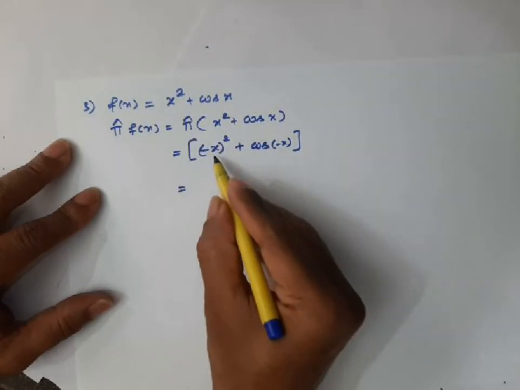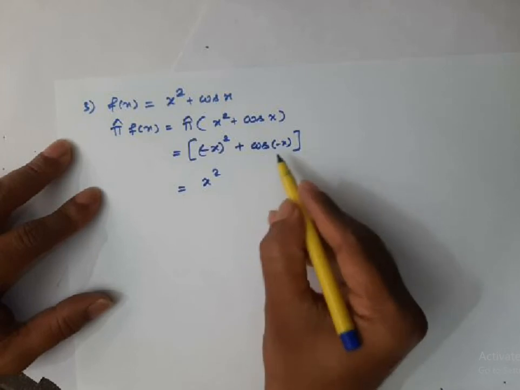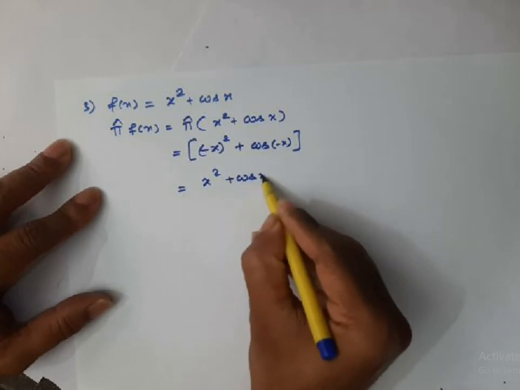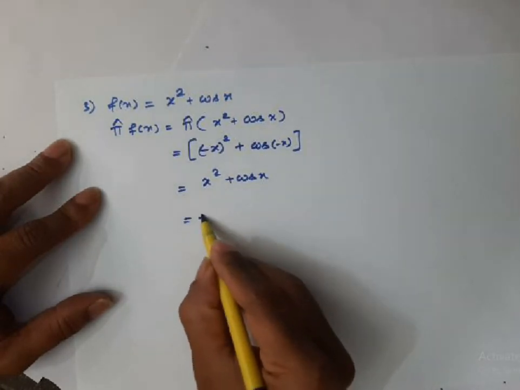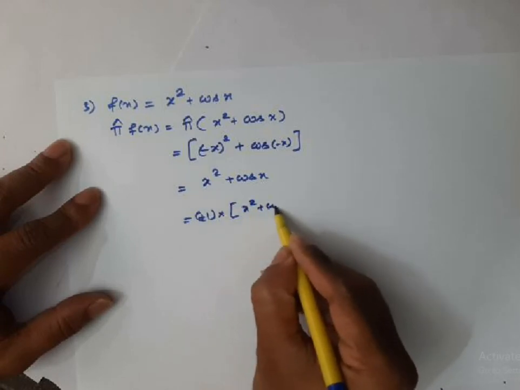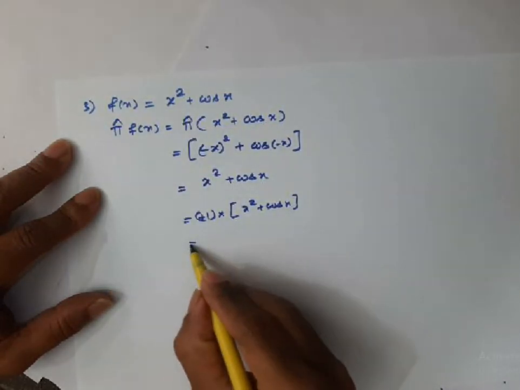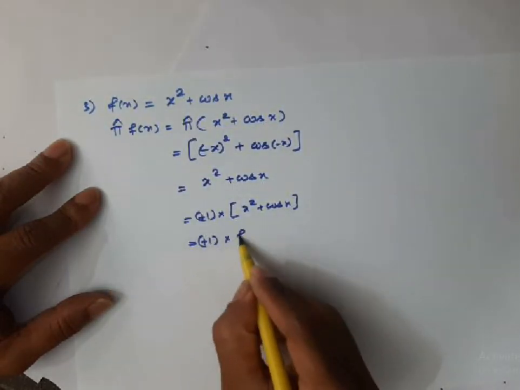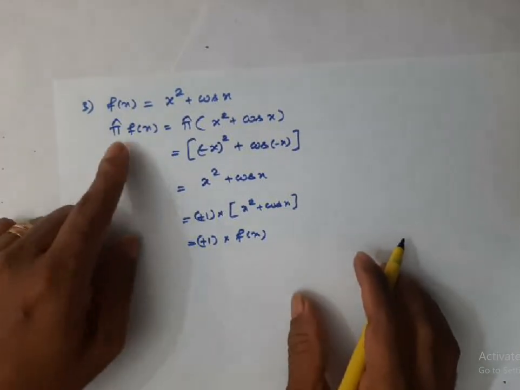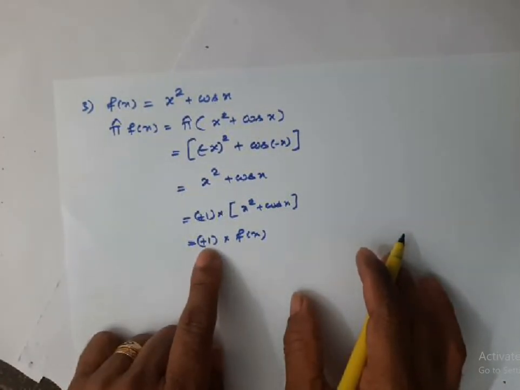You know very well minus x square is nothing but x square. Cos is an even function, so cos of minus x is once again cos x. You can write this as plus 1 into x square plus cos x. X square plus cos x is the given function, therefore plus 1 into f of x. So I applied the operator on the function and I got the same function multiplied by the constant plus 1.